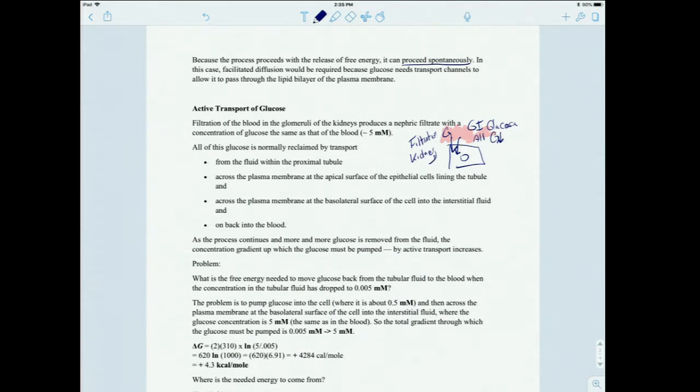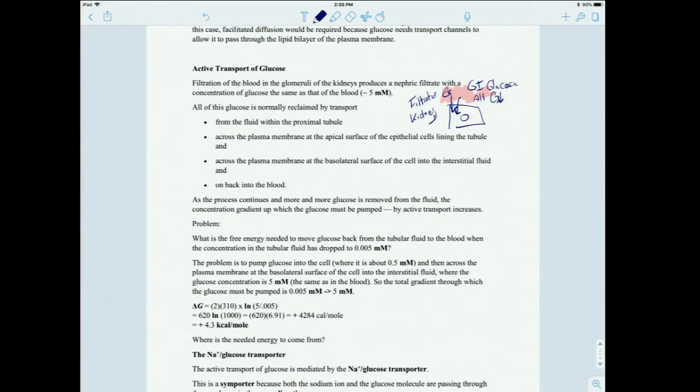And you see the same challenge. If I'm wanting to get almost all of it out, I'm going to be pulling glucose against its concentration gradient. Again, requiring energy. Okay. So the way we do this is what we call active transport of glucose.